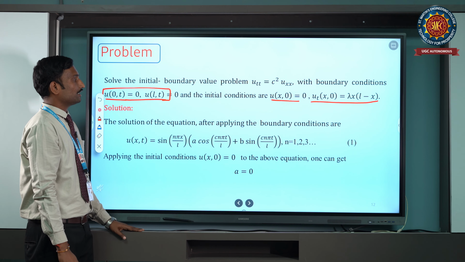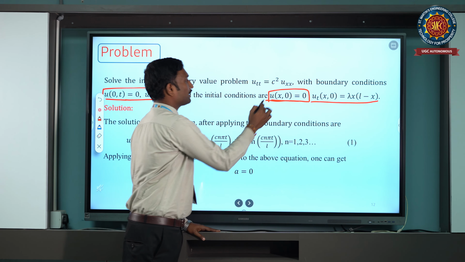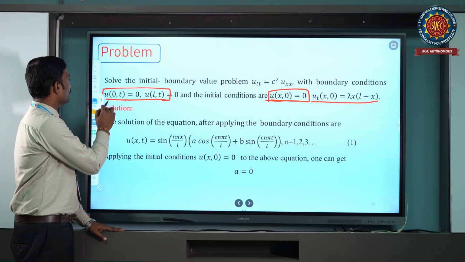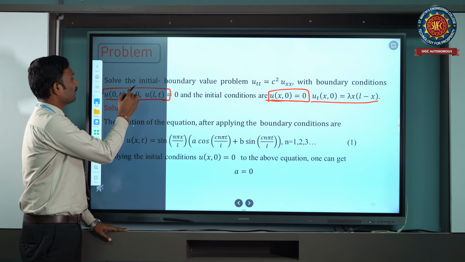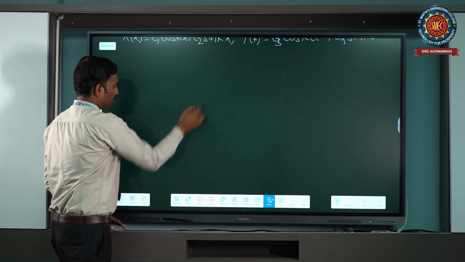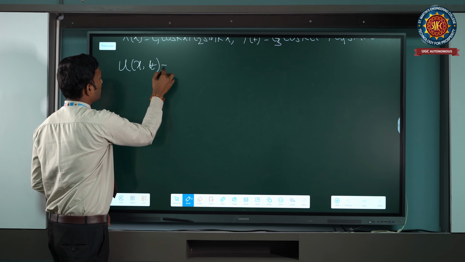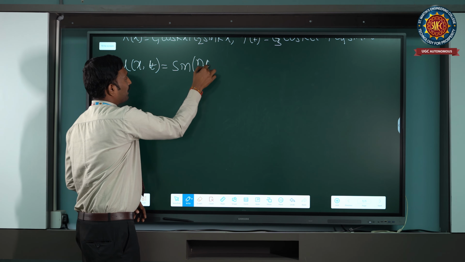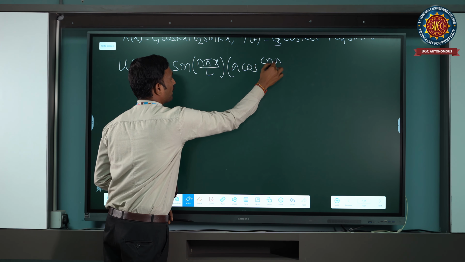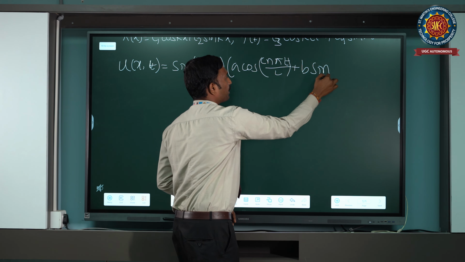Here the conditions given are the initial conditions. The first initial condition is given as u(x,0). By applying this condition in the given equation, the solution of the wave equation is u(x,t) = sin(nπx/L) [A cos(cnπt/L) + B sin(cnπt/L)].